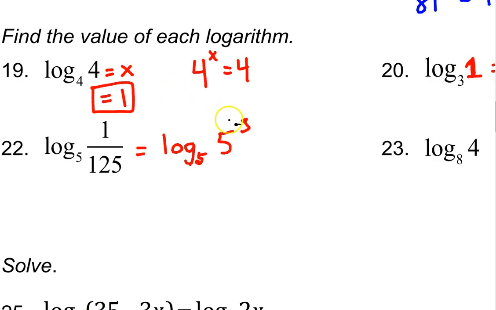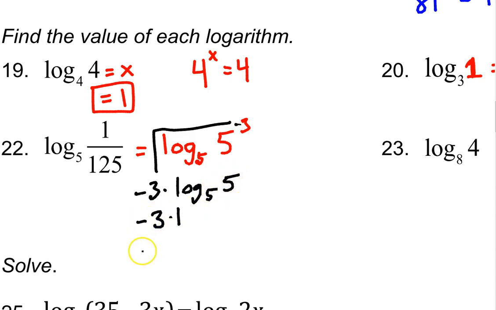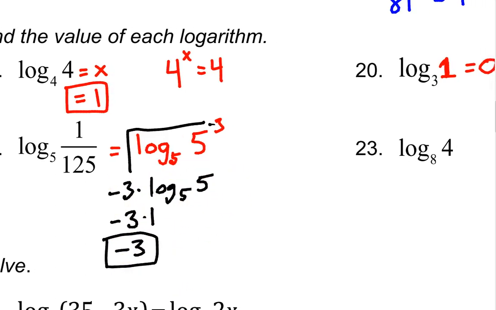We can use the properties we did before as well, just to show the work. Bring down that exponent, and then this is asking 5 to what power is 5, so that would be 1. So that's how we get an answer of just negative 3. But it's fine if you just write negative 3. It's not required to show this, but that's why it works, using the properties from before.